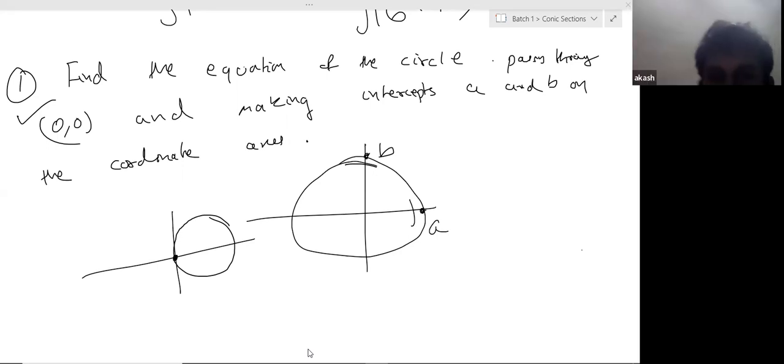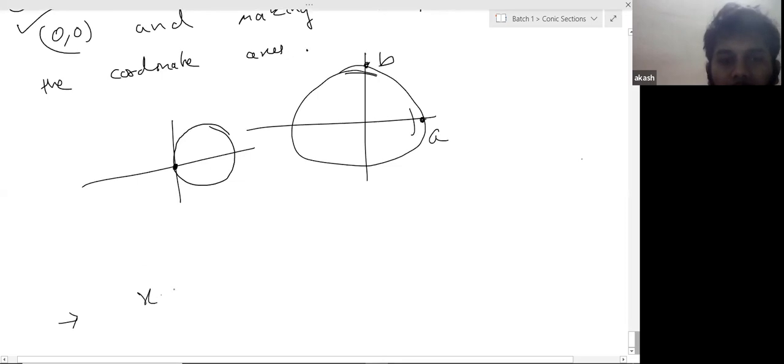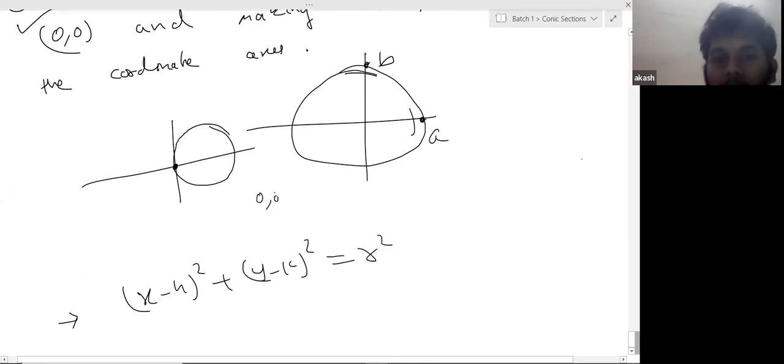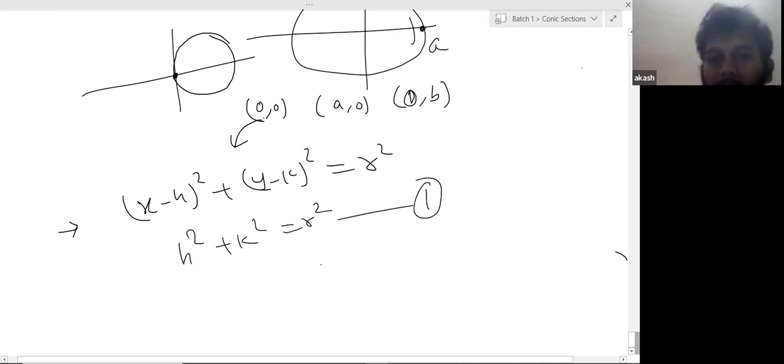Yes, Shapya, let's discuss this so that you'll have the answers. Okay, so the equation of the circle, let's assume, is (x minus h) whole square plus (y minus k) whole square equals r square. It passes through 3 points: (0, 0), (a, 0), and (0, b), right? So let's put these values here. If you put (0, 0), then it will be h square plus k square equals r square. This is our first equation.